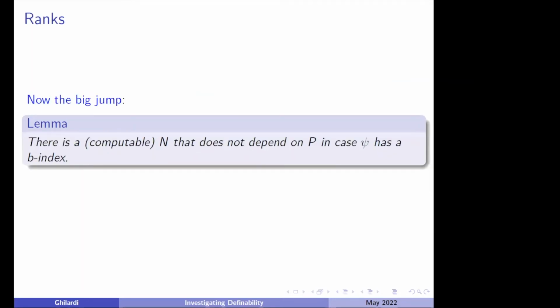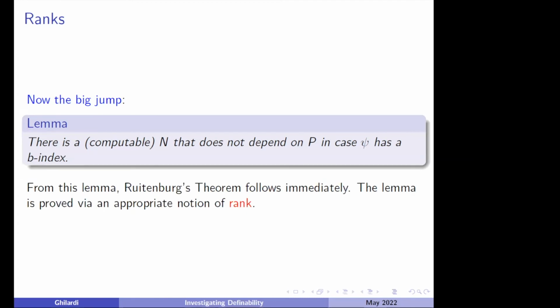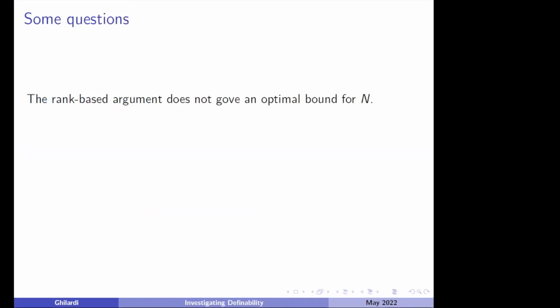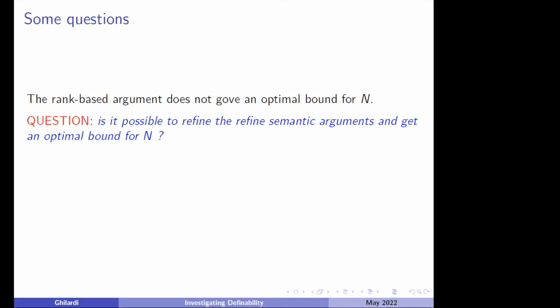Another big jump consists in finding a computable n, which does not depend on B, but only on the B index. And this is also proved by some notion of rank. This is not exactly the notion of rank that we have used for images and dual images, but it's something rather similar to that, built up in a similar way. Of course, the rank-based argument does not give an optimal bound. So now the open question is to define a semantic argument to get a better bound.